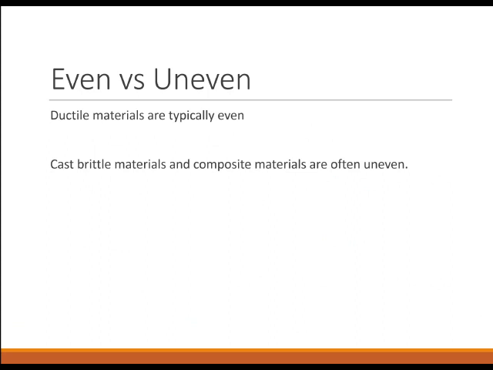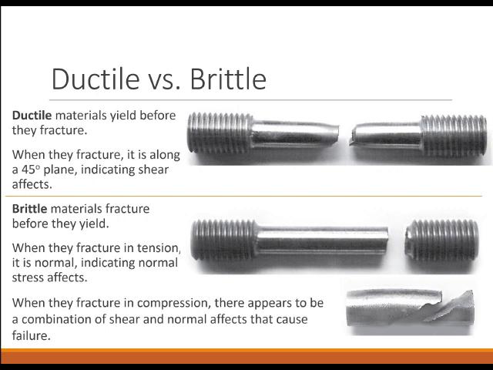In general, we say that ductile materials are even, and in general, we say cast materials, brittle materials, and composite materials are often uneven. So one more note about ductile versus brittle and the way they fail and the mechanism of failure. If you remember from these pictures earlier, the ductile material yields before they fracture, so we see the yield line, and when it yields, there's roughly a 45-degree plane, which indicates shear effect.